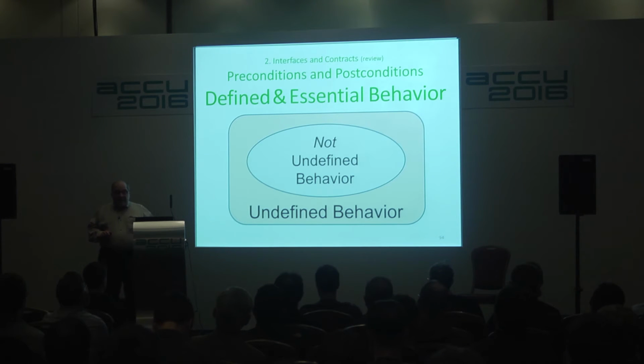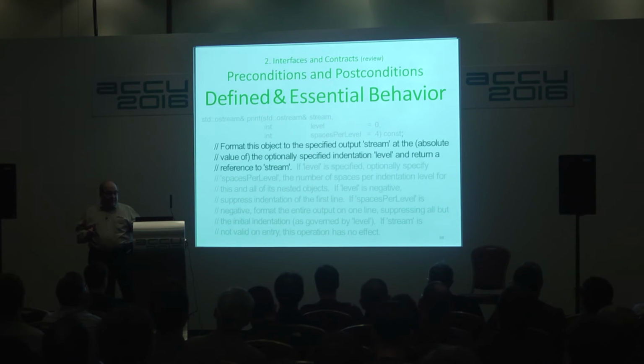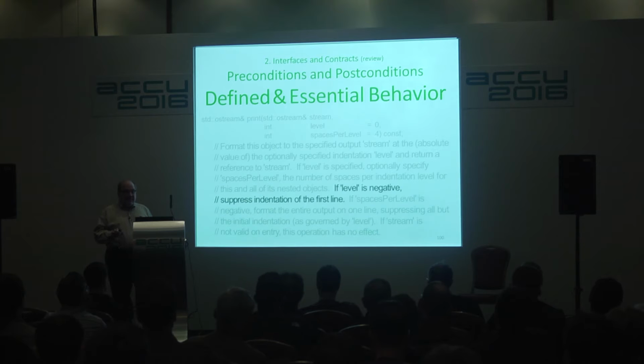Okay. So we have undefined behavior and we have not undefined behavior. And not undefined behavior breaks into 2 categories, essential behavior and neither undefined nor essential. So to see if we understand that gray area, let's take a look at this contract. I'm going to just read it. Format this object to the specified output stream at the absolute value of the optionally specified indentation level and return a reference to stream. If level is specified, optionally specify spaces per level, the number of spaces per indentation level for this and all of its nested objects. If level is negative, suppress indentation of the first line. If spaces per level is negative, format the entire output on one line, suppressing all but the initial indentation governed by level. If stream is not valid on entry, this operation has no effect.